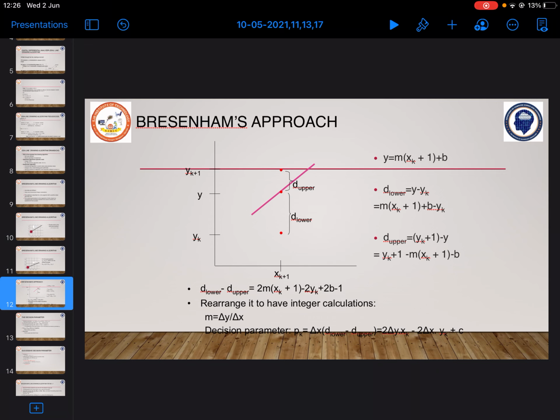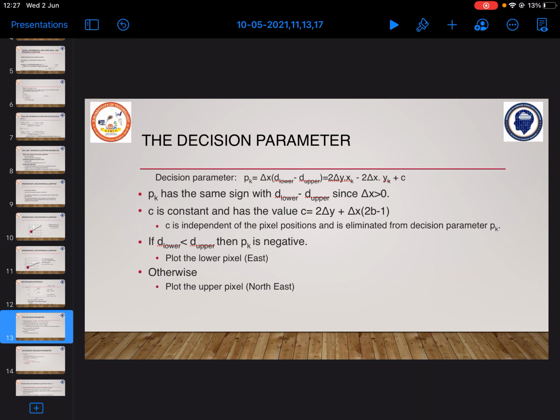So d lower minus d upper is equal to 2m of xk plus 1 minus 2yk plus 2b minus 1. To rearrange it into an integer calculation, m is equal to delta y by delta x, and the decision parameter pk is equal to delta x into d lower minus d upper, which is equal to 2 delta y times xk minus 2 delta x times yk plus c. So the decision parameter pk will be like this.